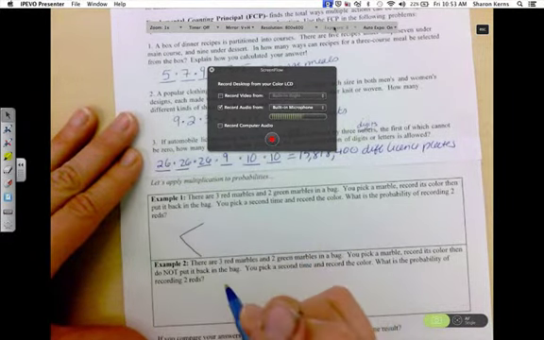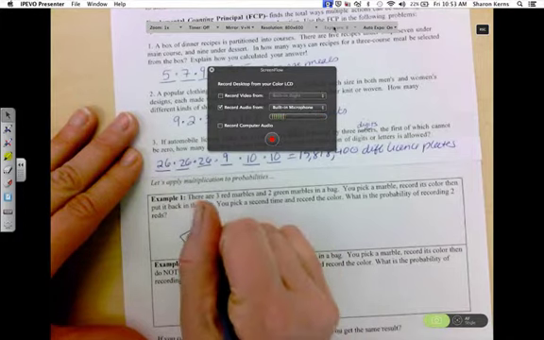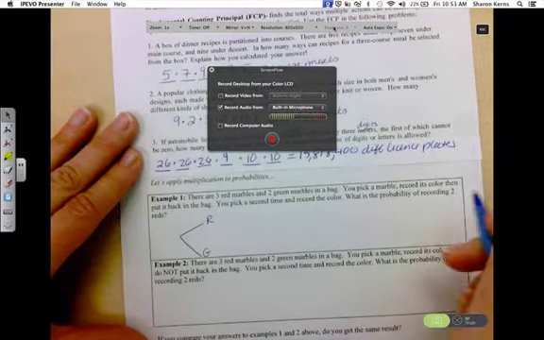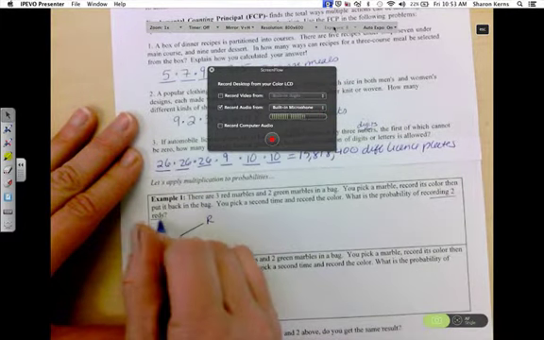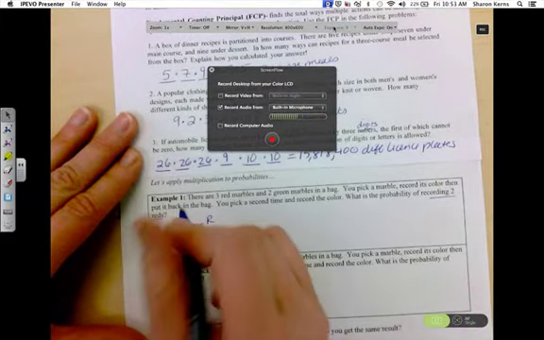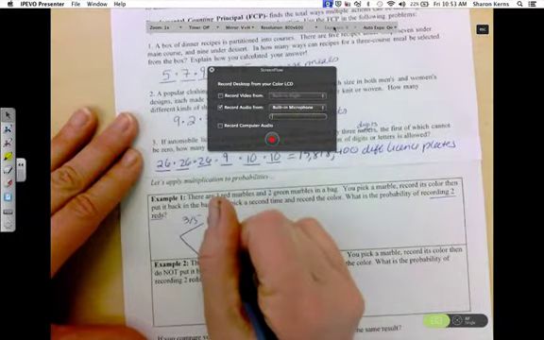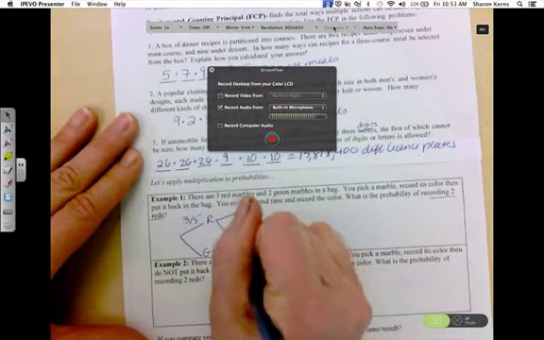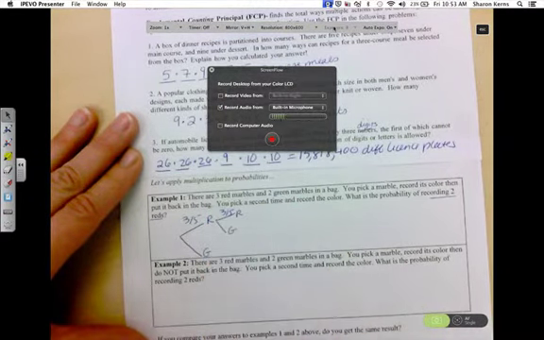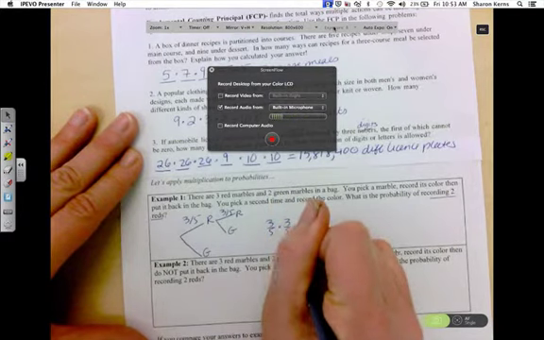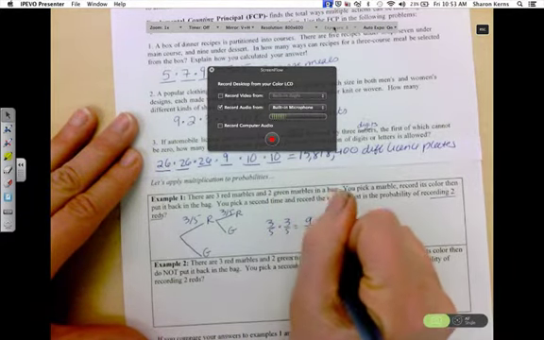So I could either get a red marble or a green marble. The probability of recording 2 reds is what I'm looking for. So the probability that I get a red the first time is 3 out of 5. Because I put it back in the bag, the probability of it being red the second time doesn't change. So the second time I could get a red or a green, but if I'm interested in finding out the probability of getting red again, that's 3/5 for the first red and 3/5 for the second red, or 9 out of 25.